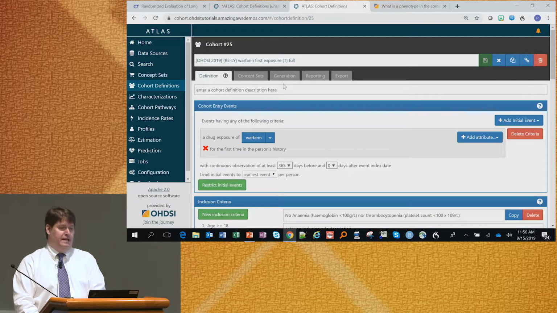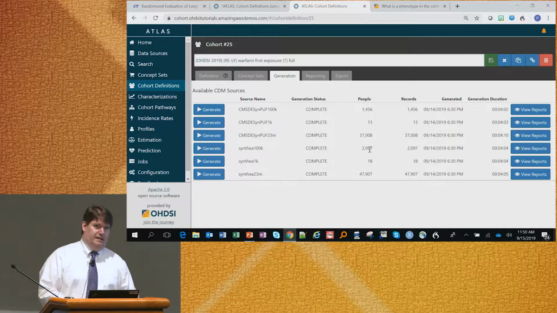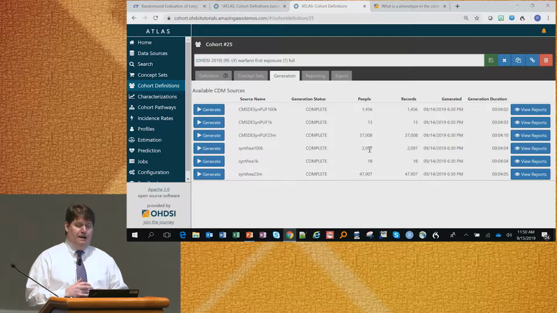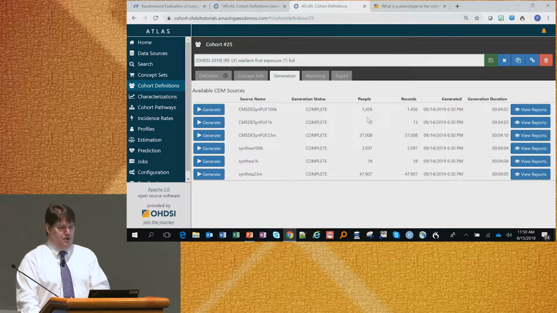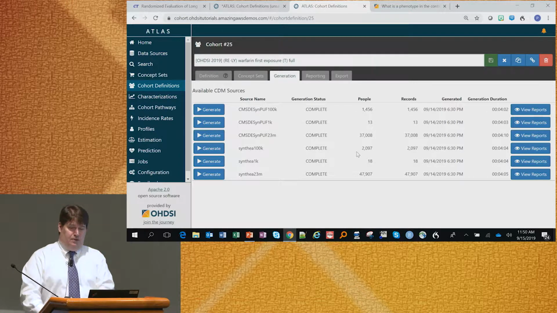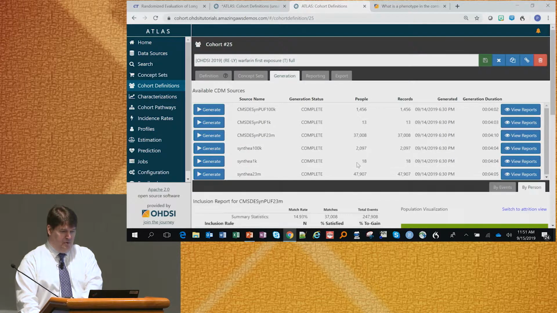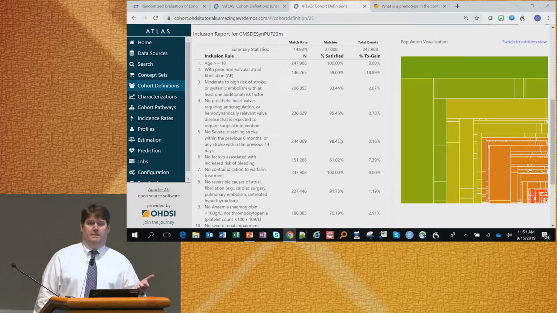So once you have defined everything and you want to see what results you can get out of your data sources, the generation tab shows what was found in your data based on these criteria. So at the top level, you'll have how many people were identified using your cohort definition. You might have a question like 13, that seems small, but there's only 1,000 people in the database. But if you want to get into more details about the individual inclusion rules, let's take a look at the 23 million. You click on View Reports on the right, and it'll show you a breakdown of each of the inclusion rules and how many people satisfied this.